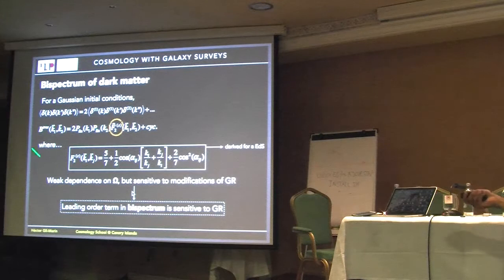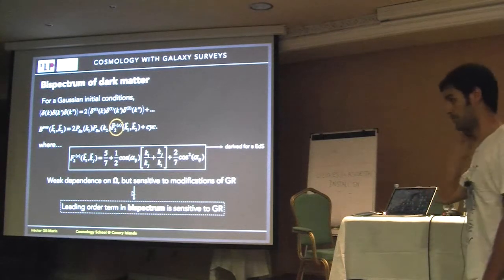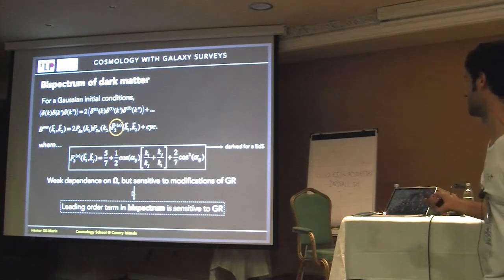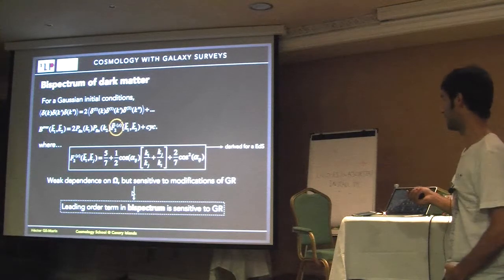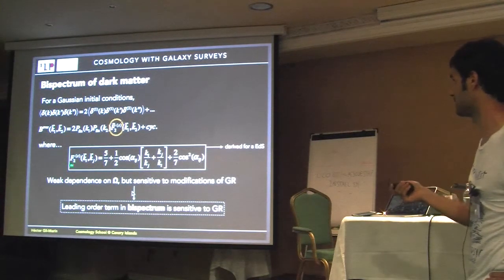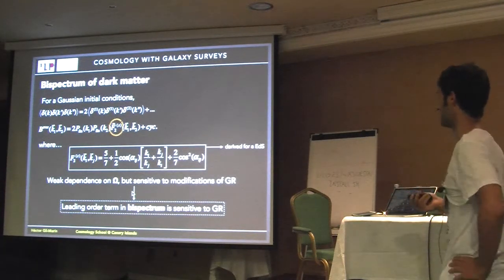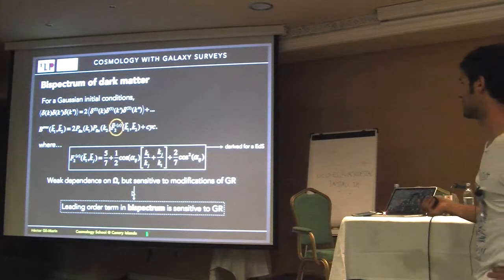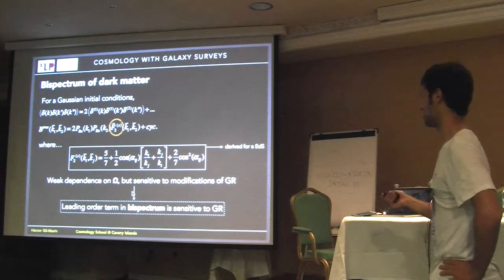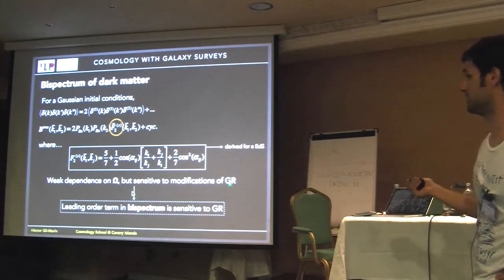These kernels are derived from perturbation theory under an Einstein-de Sitter universe, because perturbation theory always assumes this. However, it has been tested that the dependence on cosmology of these kernels is not very sensitive. Even if we change the cosmology from Einstein-de Sitter to a lambda universe, these kernels basically do not change. However, what does affect these kernels is the theory of gravity.